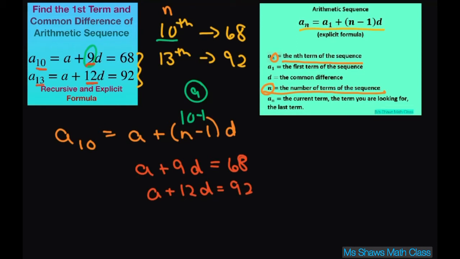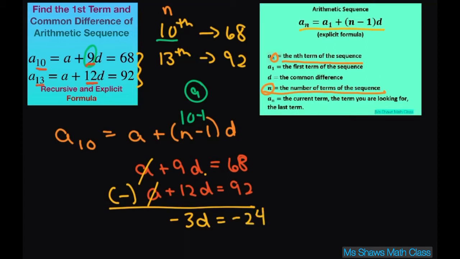Now, arithmetic sequences are linear. So we have a system of linear equations. And I'm going to use the process of elimination to solve for A and D. So I'm going to eliminate A. A minus A is 0. 9D minus 12D is negative 3D. And 68 minus 92 is negative 24. Divide both sides of the equation by negative 3, and D equals 8.